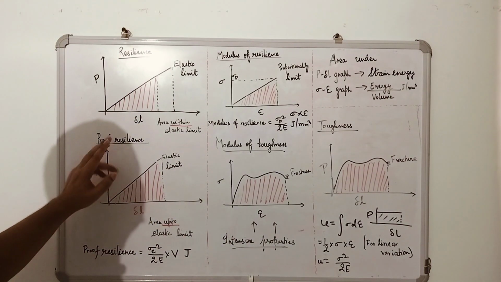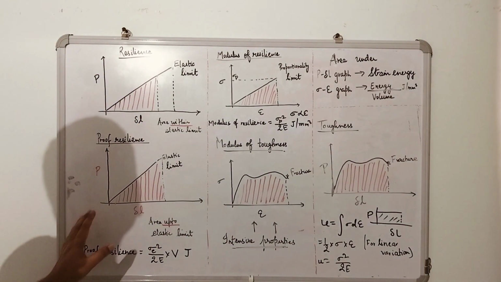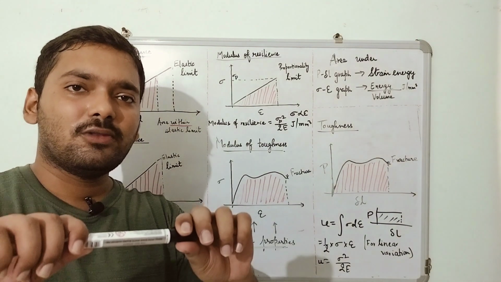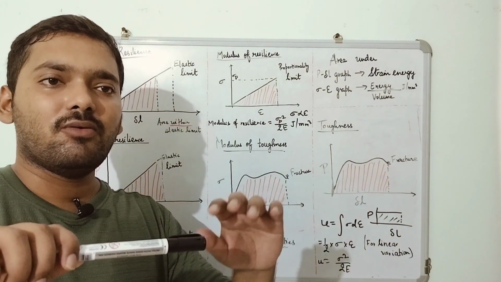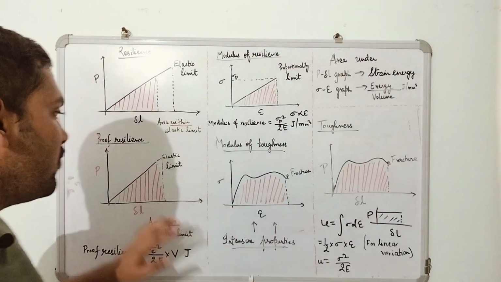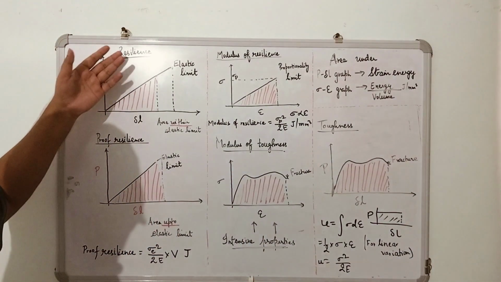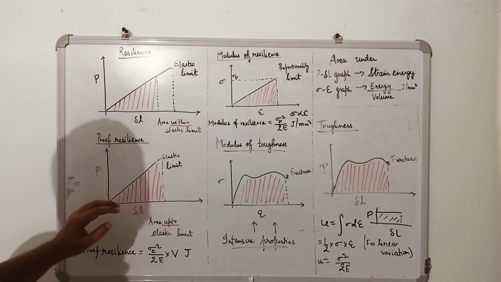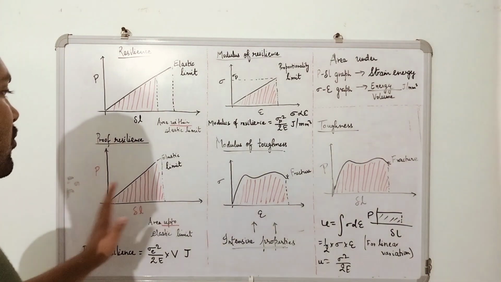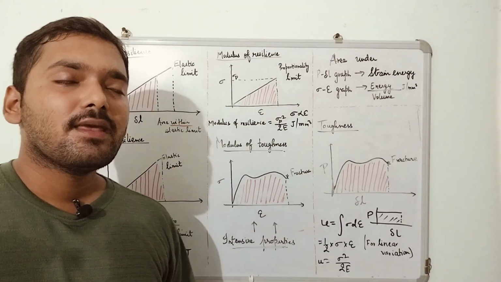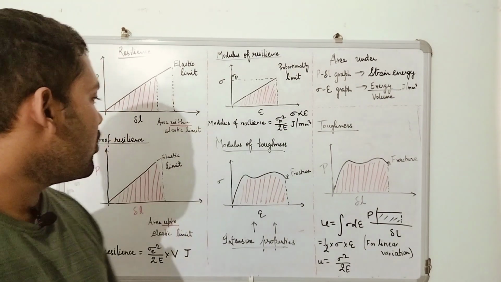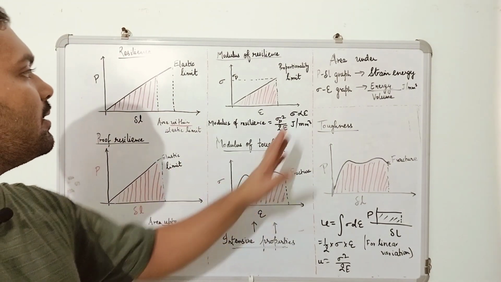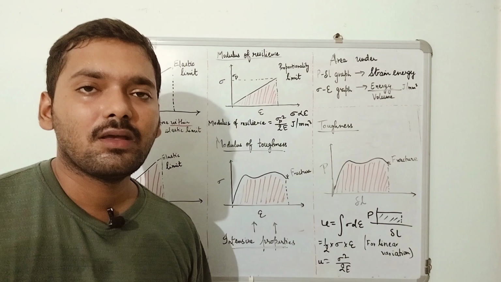Proof resilience is nothing but a special case of resilience only, in which we stretch this body up to the elastic limit, not beyond the elastic limit and not within the elastic limit. So proof resilience we can call a special case of resilience in which we stretch the body up to the elastic limit. Okay, and let me ask you a question, what is the difference between elastic limit and proportionality limit?